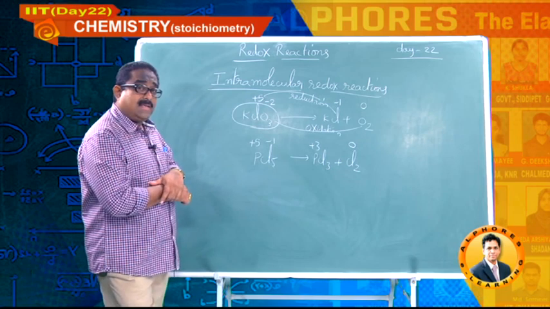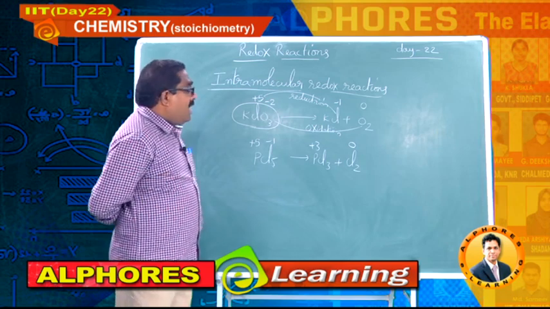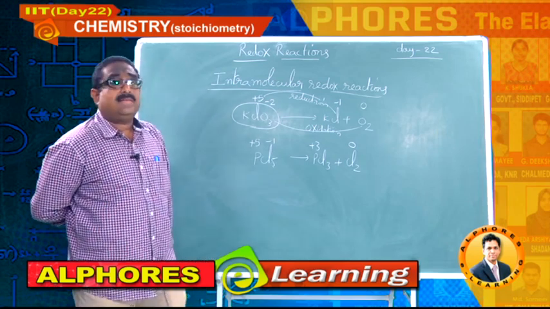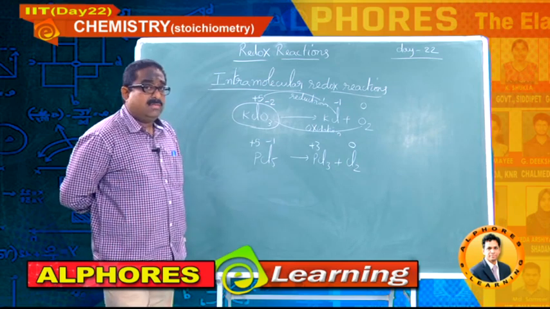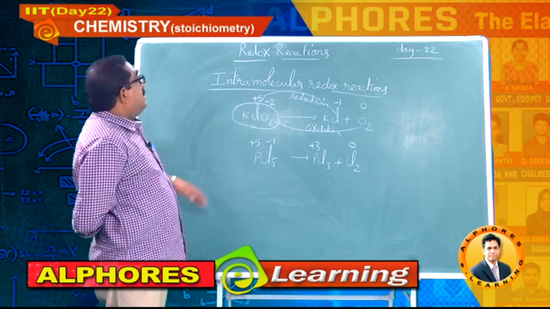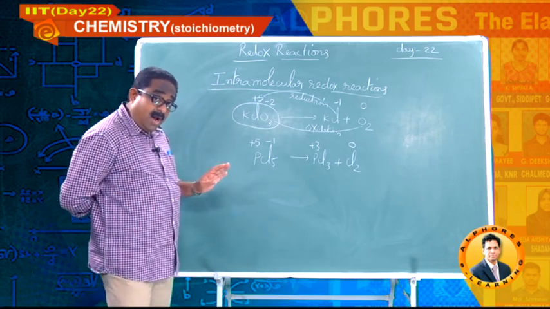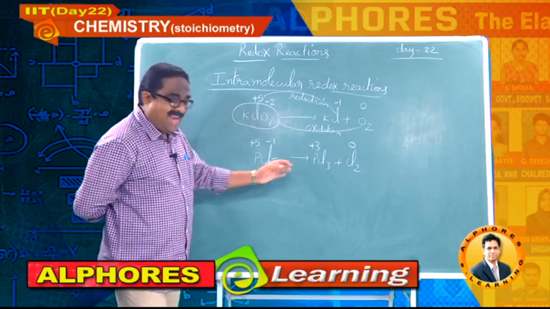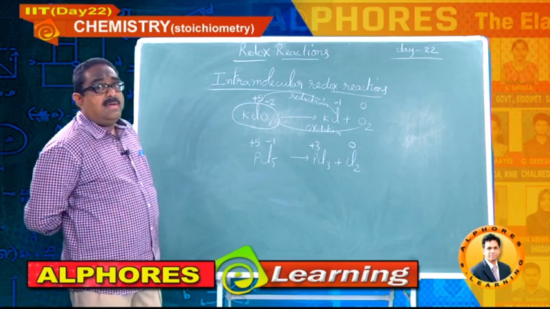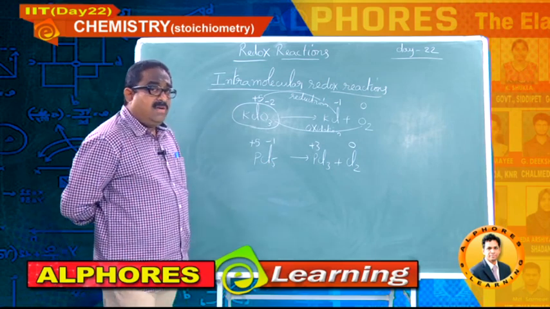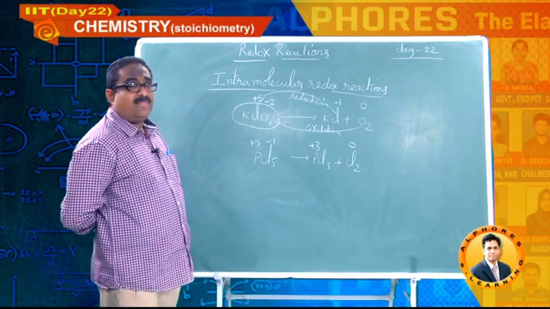Intramolecular redox reactions are the redox reactions in which both oxidant and reductant belong to the same molecule. Those types of reactions are called intramolecular redox reactions. Please note this down, and with this we have finished the types of redox reactions.